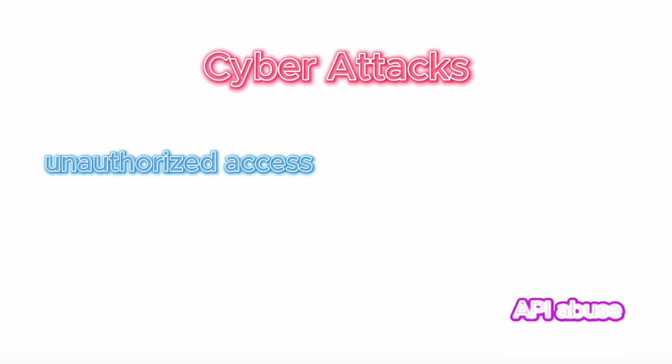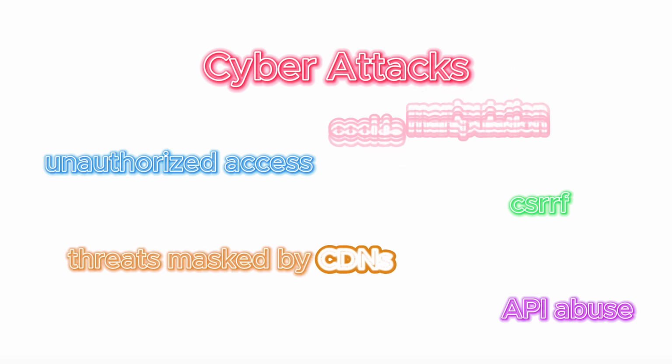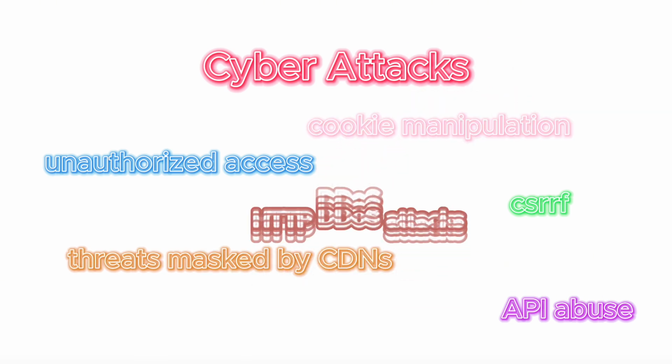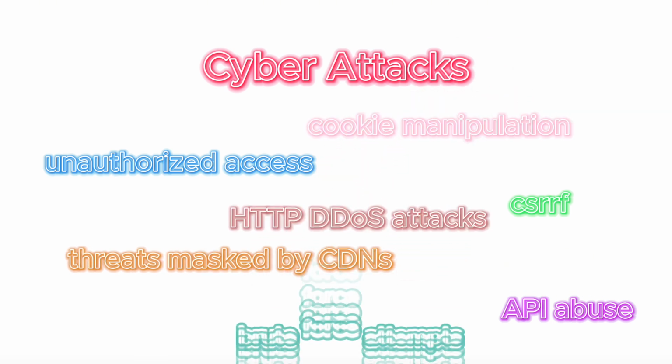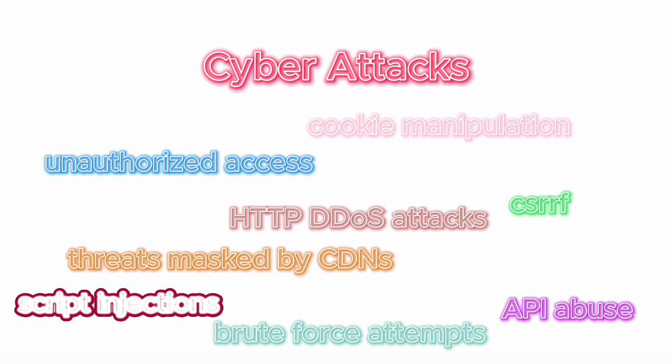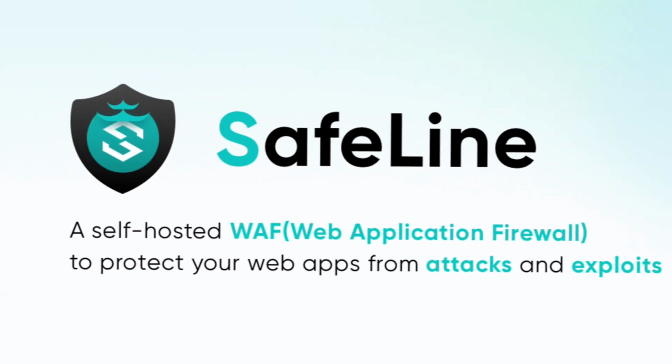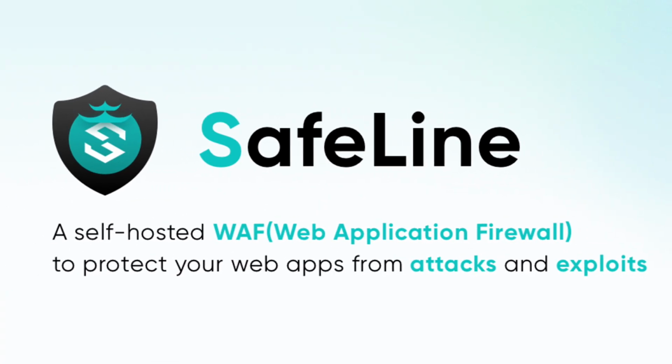These include unauthorized access, API abuse, cross-site request forgeries, threats masked by CDNs, cookie manipulation, sophisticated HTTP DDoS attacks, brute force attempts, script injections, and more. This being said, let me introduce you to a free and open source web application firewall, SafeLine. It is used to protect websites from cyber attacks, is self-hosted, and is very easy to use.